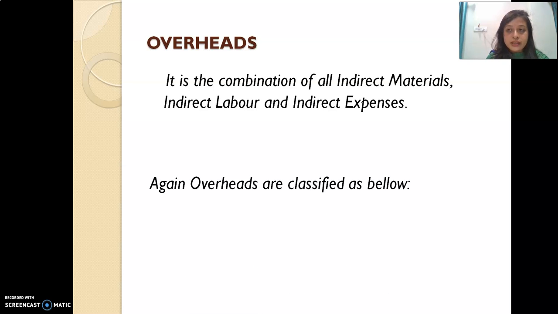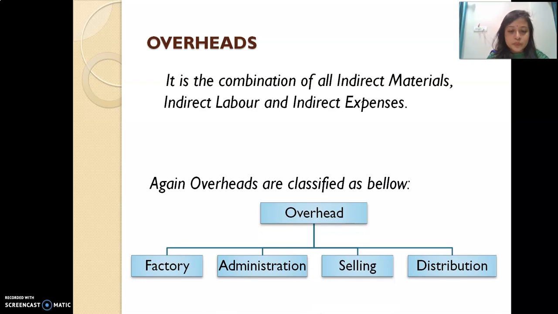Overheads are classified as below: factory overhead, administration overhead, selling and distribution overhead. Now, what are the expenses that come under these following headings? That one we will see.